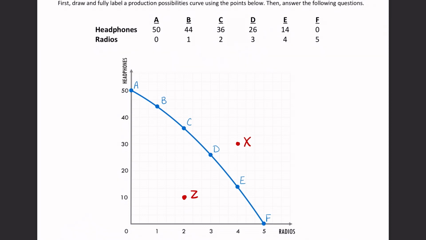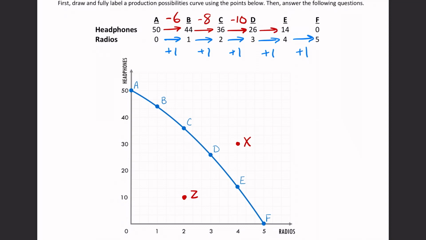What I want us to notice is, let's think about this. Every single time we add 1 radio, if you notice here on our table, we're adding 1 radio, plus 1, plus 1, plus 1, every single time. Remember, our opportunity cost is what we have to give up. Well, let's check. For that first radio, from 0 to 1, we have to give up 6 headphones. Then the next time we have to give up 8 headphones. Then the next time we have to give up 10 headphones.